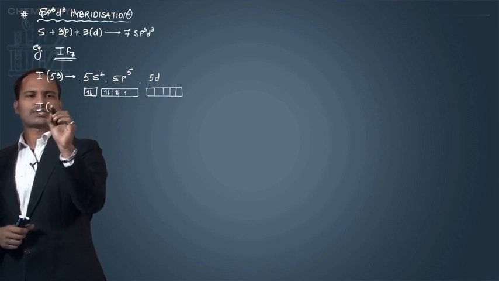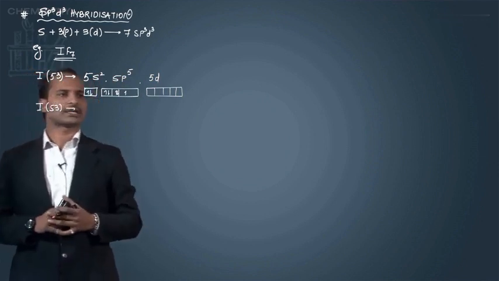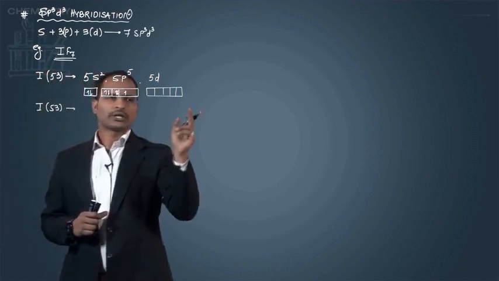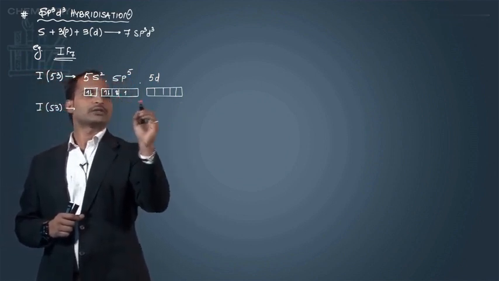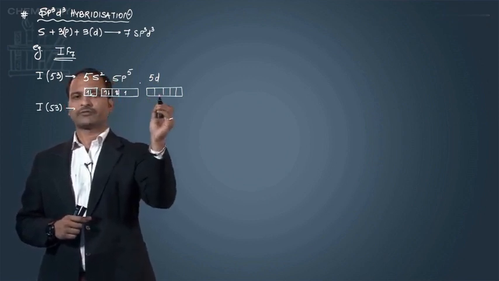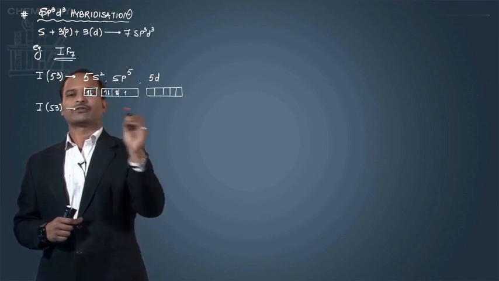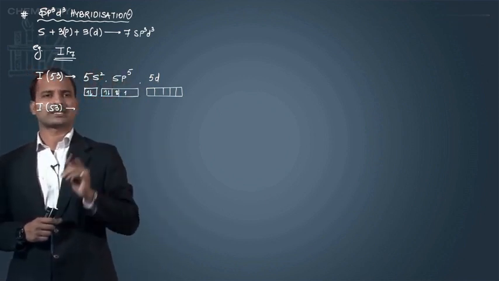Then iodine in excited state. In the excited state, electrons from the paired orbitals will start exciting to the empty orbitals. If the electron is excited from here, we will have a total of 3 half-filled orbitals. If the electron is excited from here, we will have a total of 5 half-filled orbitals. And from this, we will have a total of 7 half-filled orbitals. So all the paired electrons will undergo the excitation process.